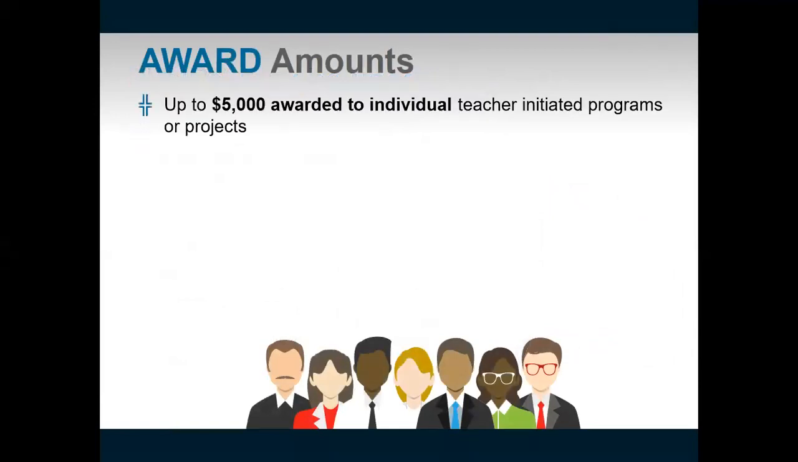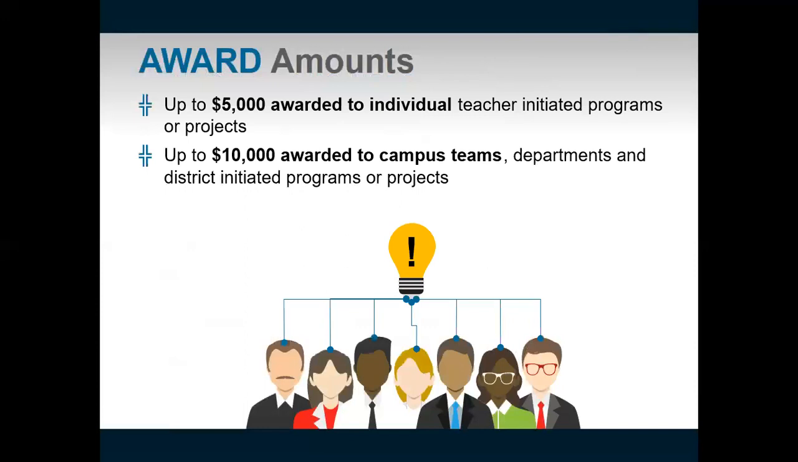The award amounts for the grants, you'll see these in your guidelines. It can be up to $5,000 awarded to an individual teacher, or up to $10,000 if you have a campus team that wants to work together to apply for a grant or a project. The number of awards that we give annually varies, and it depends upon the amount of funds that we have available and also the nature of the grants that merit funding through our award process.